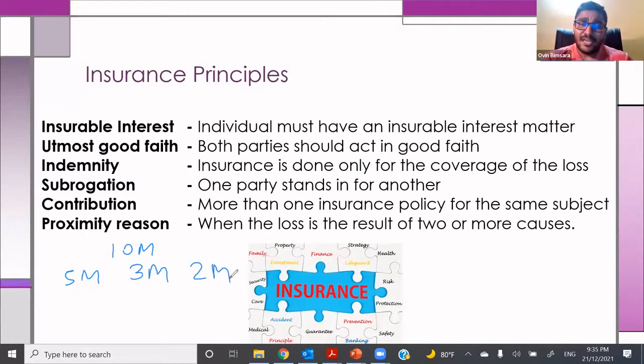So you can see insurance has a contribution from 3 different parties, or rather you can have 3 different insurance policies for the 10 million worth of cargoes in the ship. One insurance policy for the 5 million, another insurance policy for the 3 million, and the other insurance policy for the 2 million. And finally, the 10 million worth of cargo has been insured by 3 policies, and this is what we call the contribution principle.